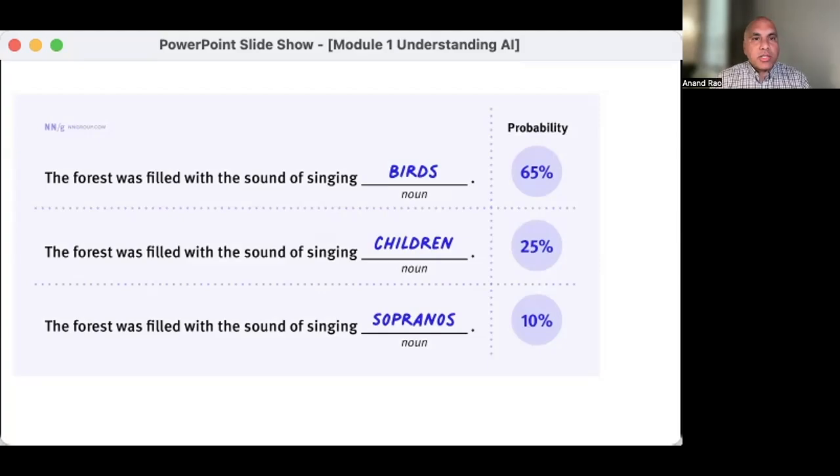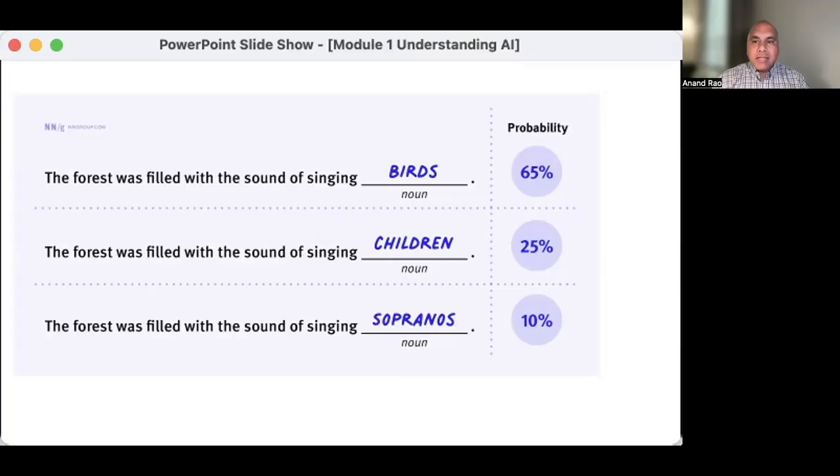But you also could have other words in there, like children. Maybe the forest was filled with the sound of singing children, and maybe that happens just about a quarter of the time. And maybe the sound of singing sopranos is only a tenth of the time, but there's still a chance of those other words falling in. What's interesting is that you can actually assign probabilities to these, and that's exactly how the AI language models work.